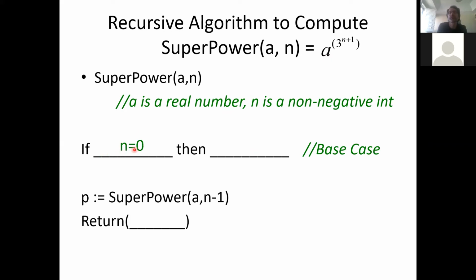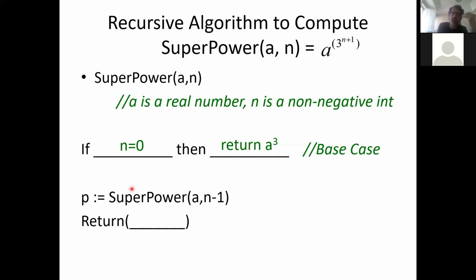So if n equals 0, then what is the code? It's 3 to the, if n is 0, then this exponent is 1. So this is 3 to the 1, which is 3. So the algorithm should just return a to the 3. This should be the base case line.